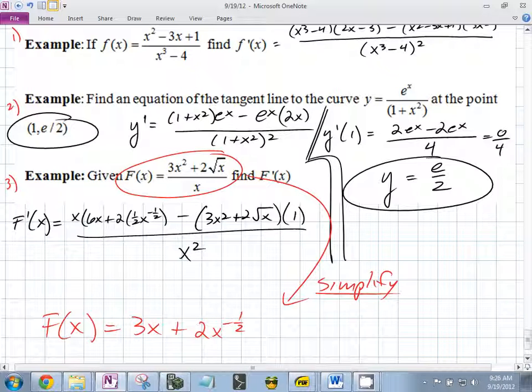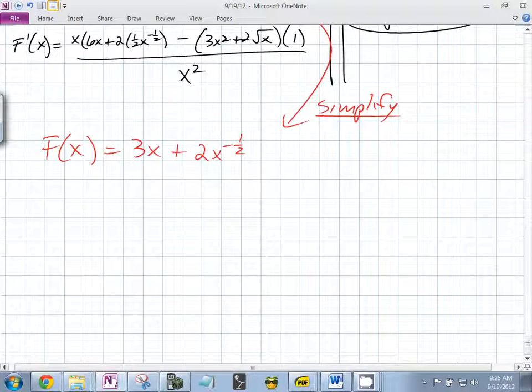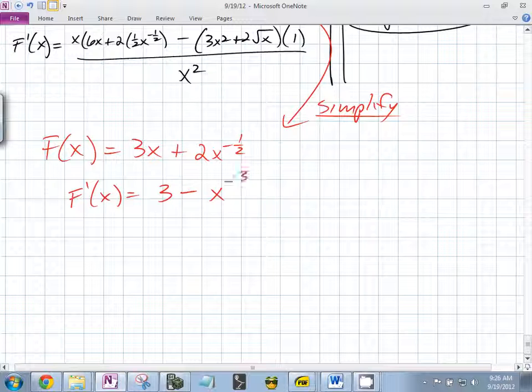Okay? Can you simplify this one? Yeah, what's 3x squared over x? 3x. What's 2 root x over x? 2 to the negative 1/2. Yeah. So what's f prime of x equal to? 3 minus x to the negative 3/2. I simplified that. I dropped the negative 1/2 to the front.